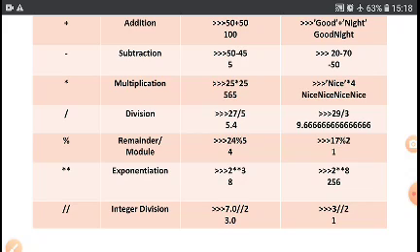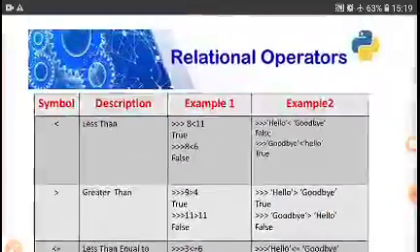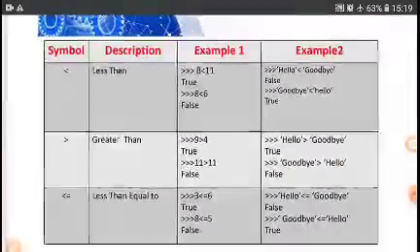This is a double division sign, called integer division. 7.0 divide 2 will produce 3.0. But if you write a float number, you will get output as a float value. 3 divide 2, there is no fractional part, you will get 1. This is integer division. Now relational operators.